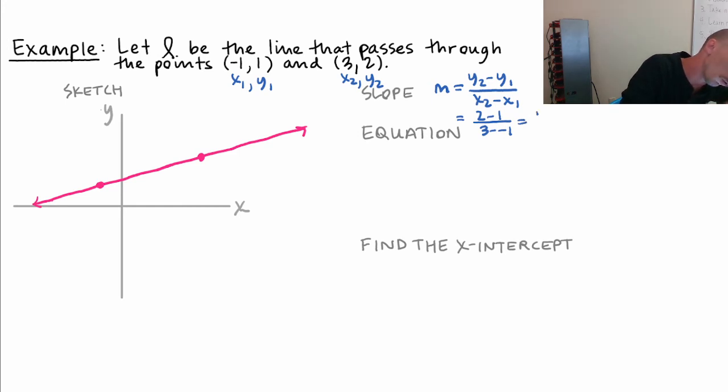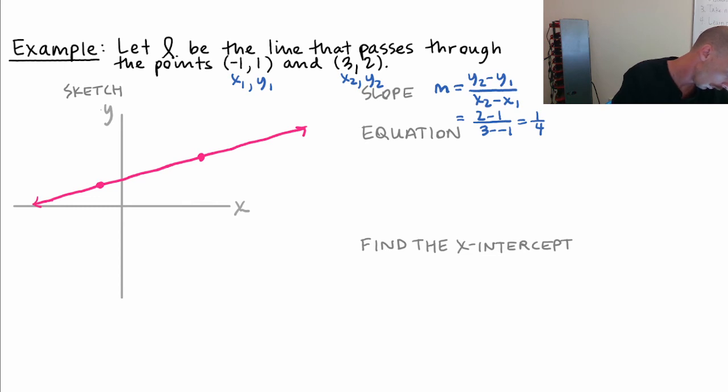Okay, so that's going to be 1 divided by 4. Okay, so I've got a slope. And now I've got 2 points to choose from. And so I've got a slope, I've got some points, I want to use point slope form. Definitely, no doubt about it, use point slope.